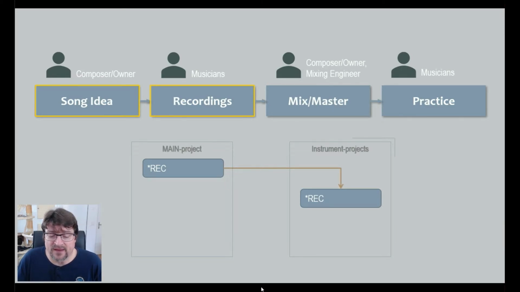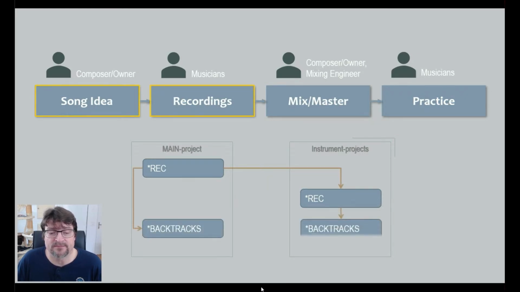For example, in the case when a particular musician is missing, we could use the respective backtracks and still practice. And in the instrument project, we obviously also need all other instruments that are part of this song production project available to us. So we create those backtracks.